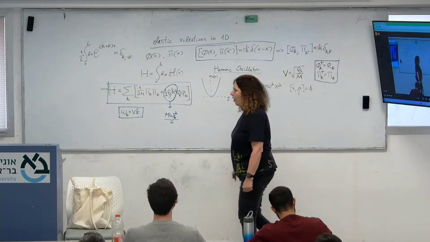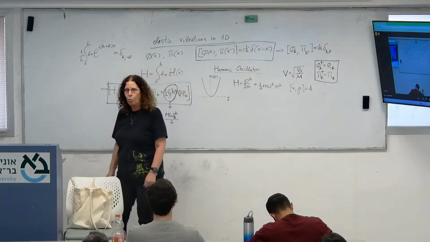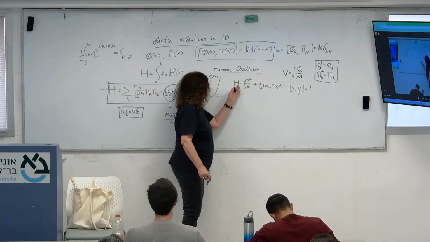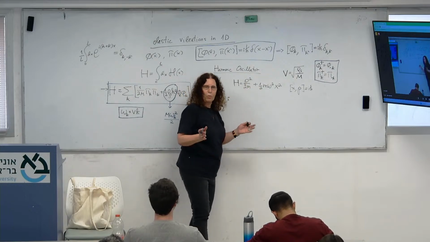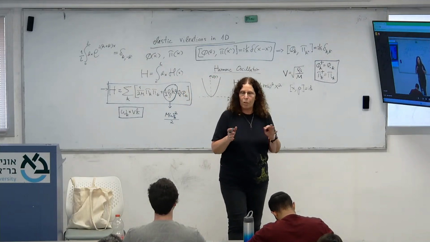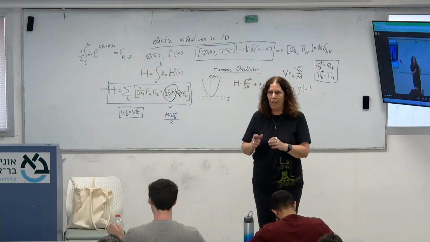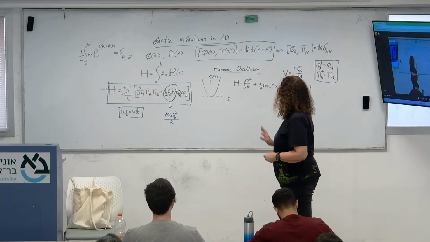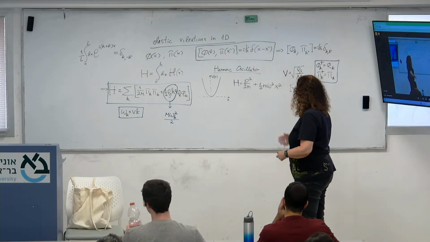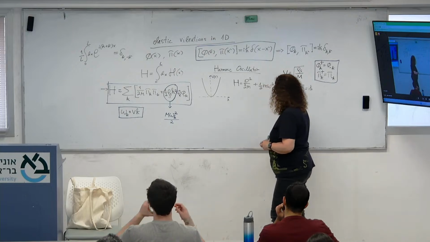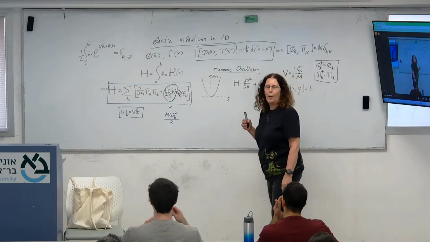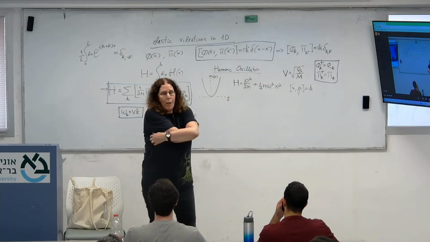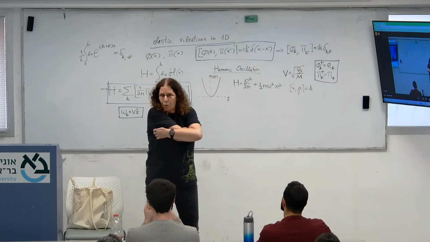Now, we know that this problem is one of the prototypes that you can solve exactly, and we know and love, and we try to approximate anything by it. And to get all the spectrum, you can use an algebraic approach, right?